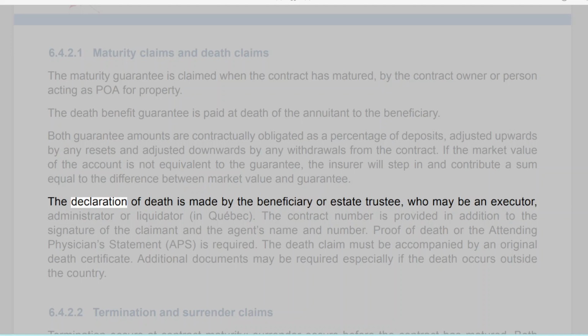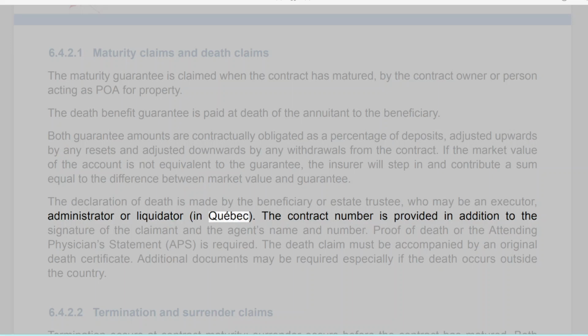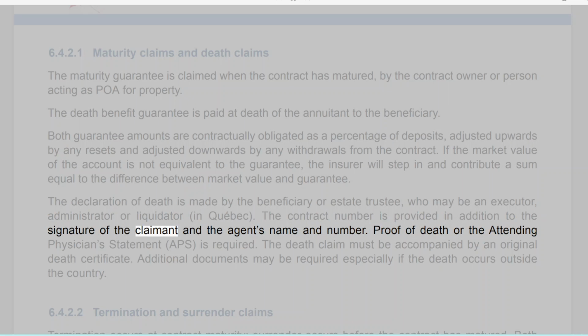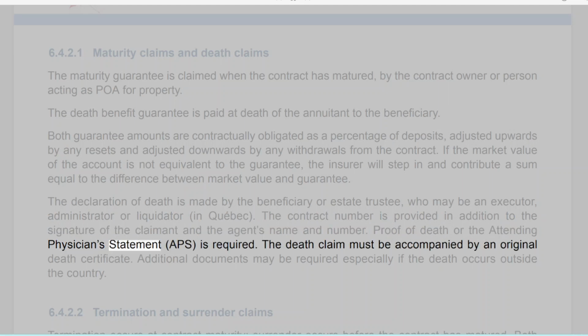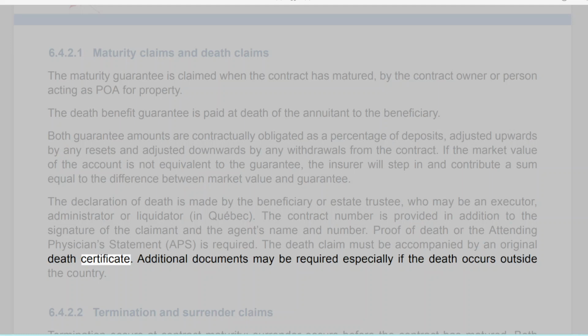The declaration of death is made by the beneficiary or estate trustee, who may be an executor, administrator, or liquidator in Quebec. The contract number is provided in addition to the signature of the claimant and the agent's name and number. Proof of death or the attending physician's statement, APS, is required. The death claim must be accompanied by an original death certificate. Additional documents may be required, especially if the death occurs outside the country.